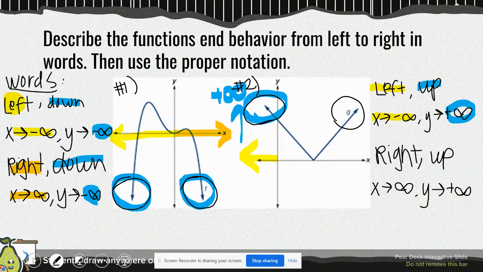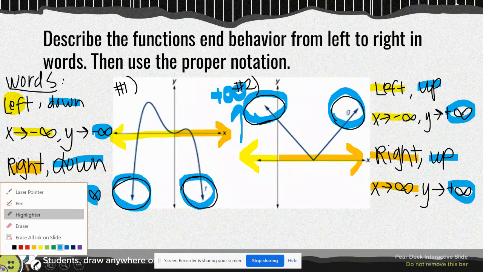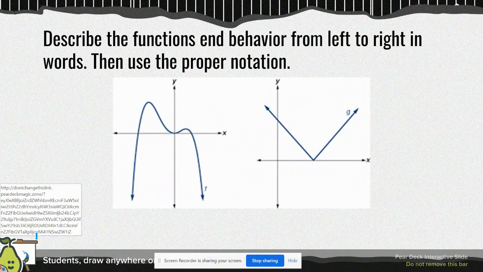So on the right, as we're moving in this direction, as x is getting towards positive infinity, I want to know how high or how low my graph is going. My graph is pointing upwards, and up can be replaced with positive infinity. Let's do some more. Hopefully you're realizing, hey, that's not so bad.